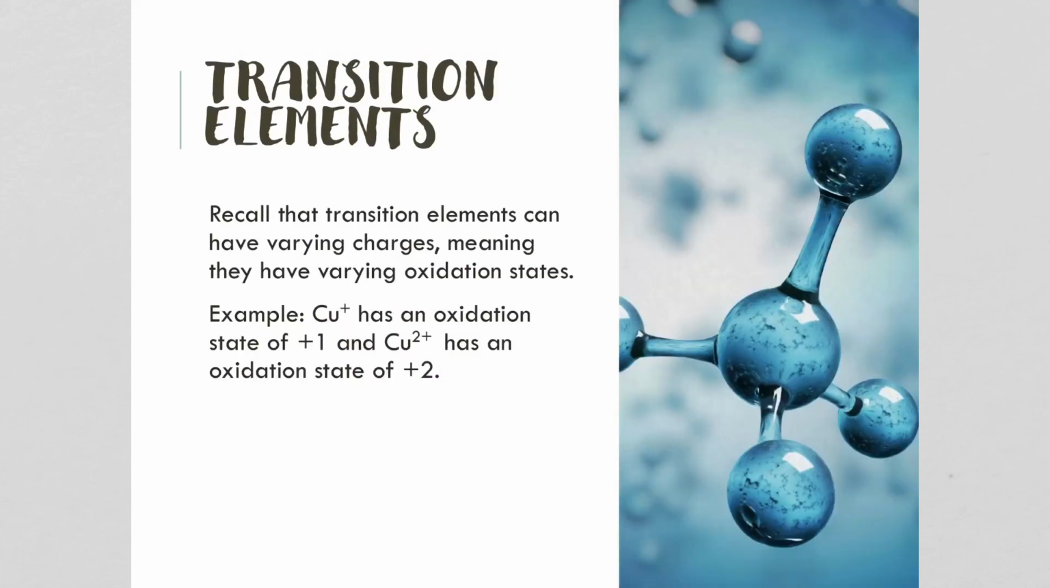So with transition elements, it will be a little different. Remember that they can have varying charges, meaning that they have varying oxidation states. So for example, copper 1+ has an oxidation state of +1. Copper 2+ has an oxidation state of +2.